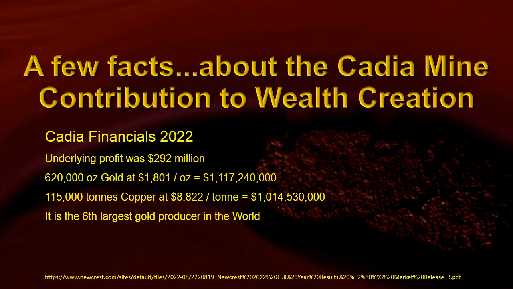The Cadia financials for 2022 shows the underlying profit to be $292 million. 620,000 ounces of gold were produced in that 12-month period and 115,000 tons of copper. It is the sixth largest gold producer in the world.